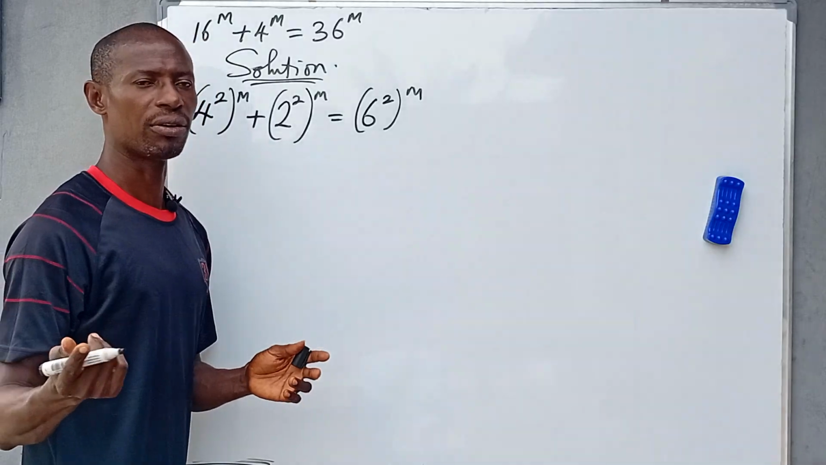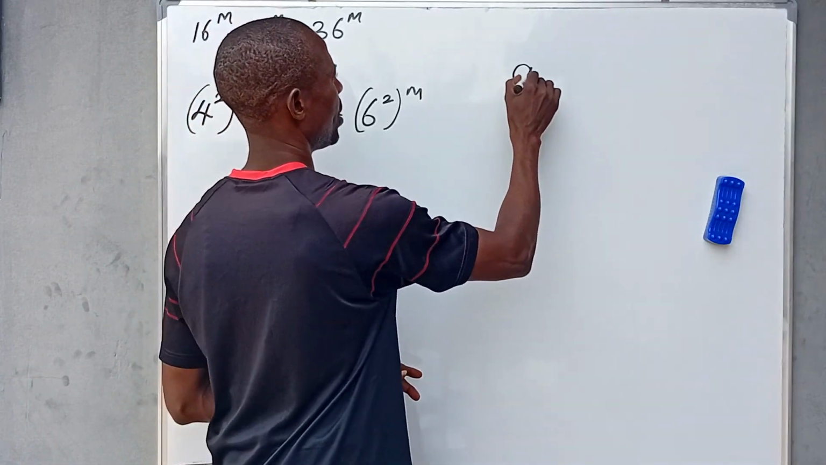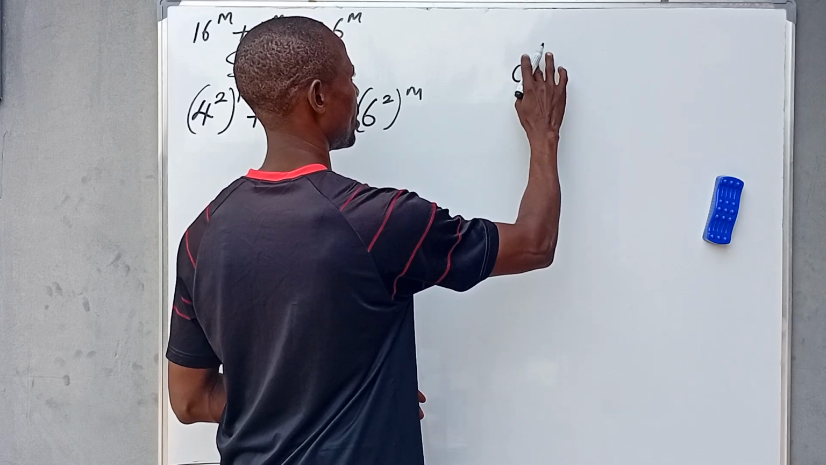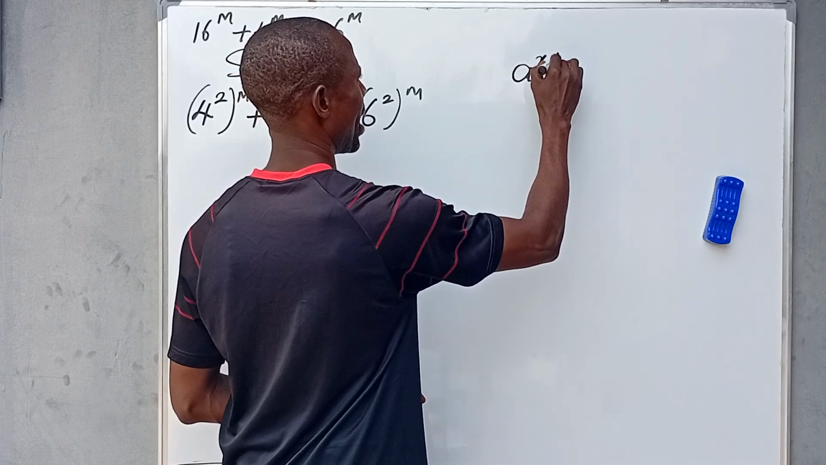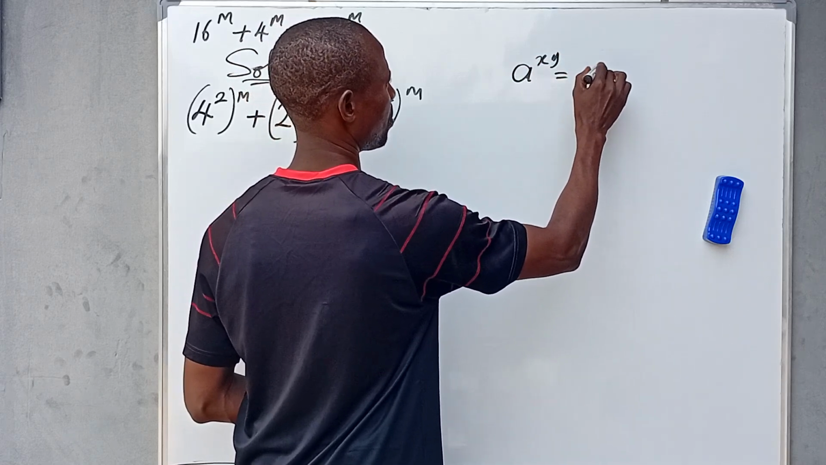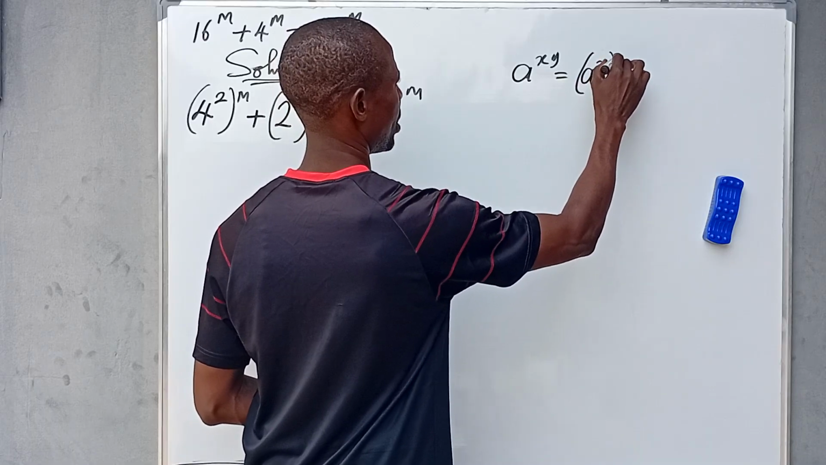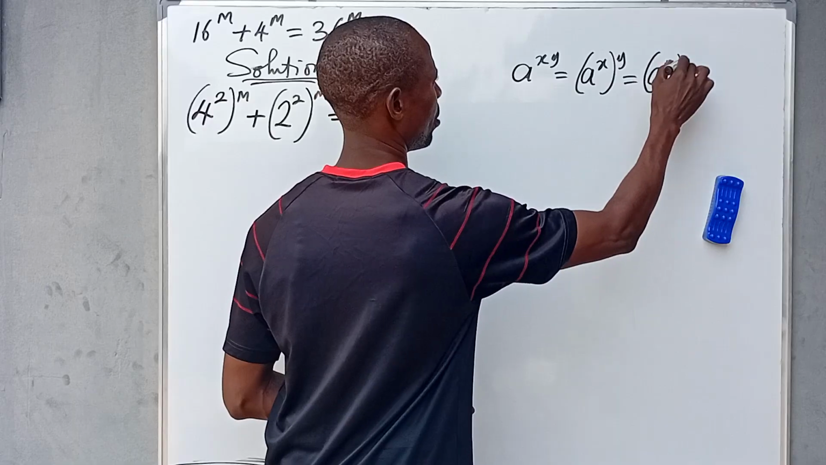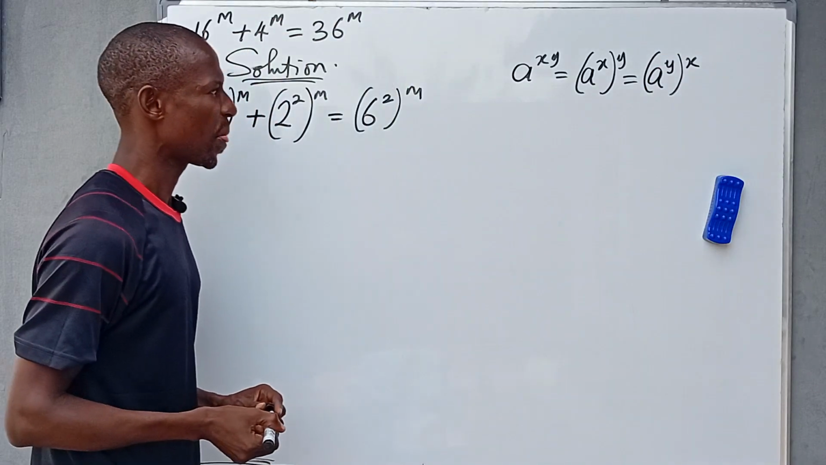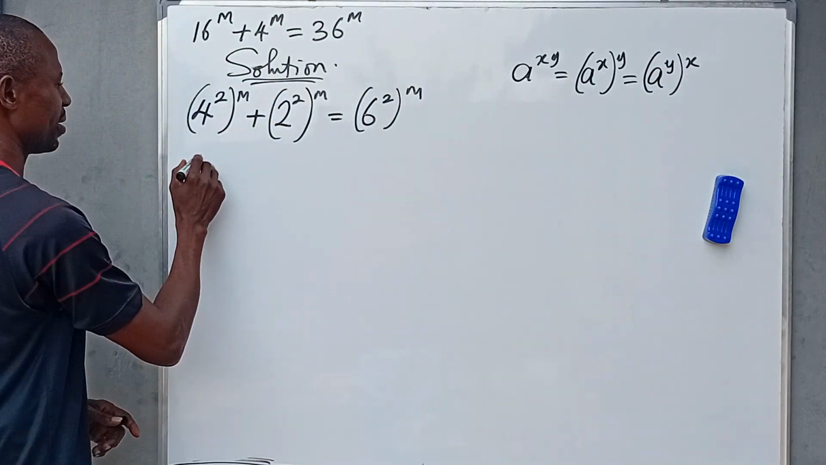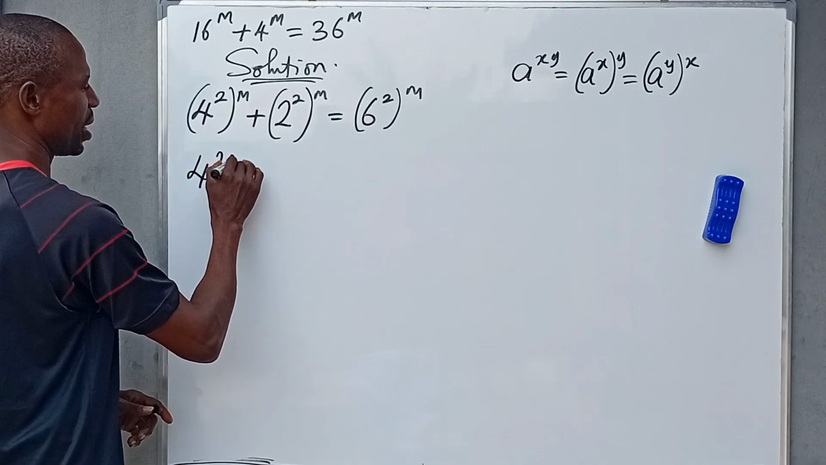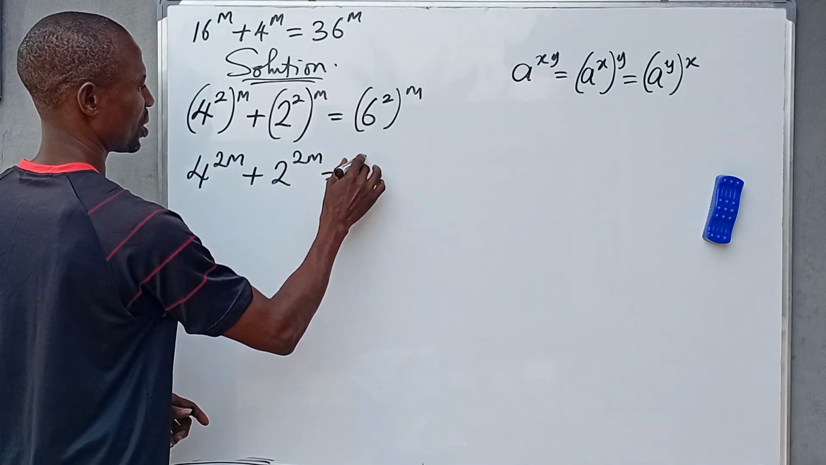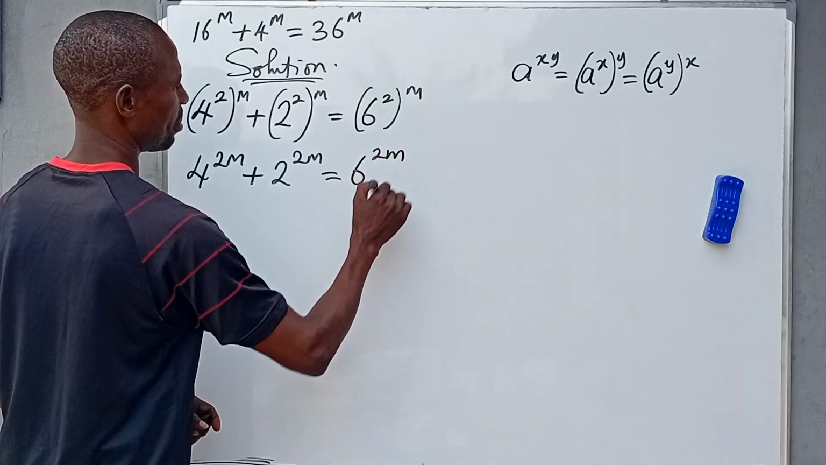Now remember the law of indices, which says that a to the power of x, all raised to y, is equal to a to the power of y, all raised to x. So if we apply that, we can rewrite everything as 4 to the power of 2m plus 2 to the power of 2m equals 6 to the power of 2m.